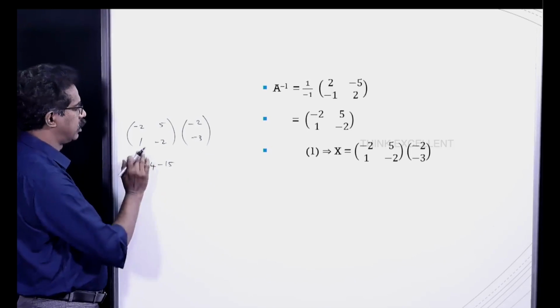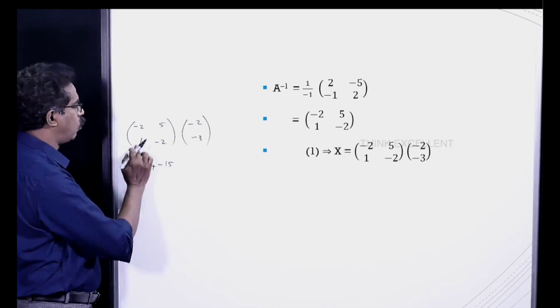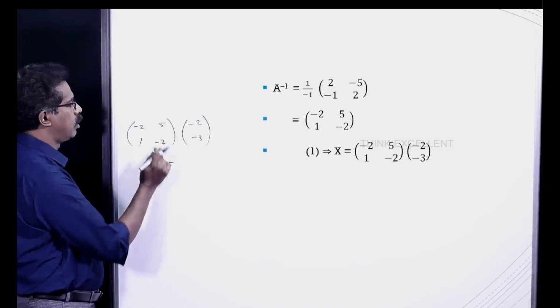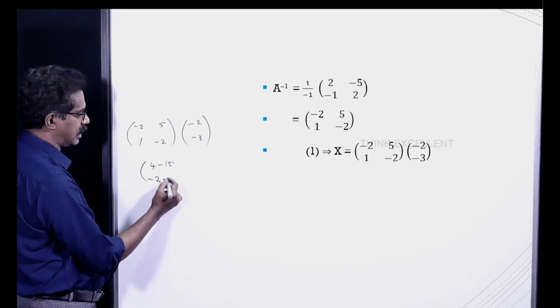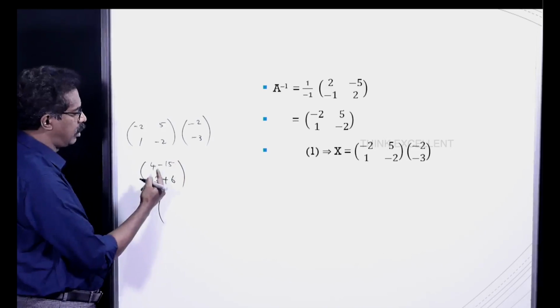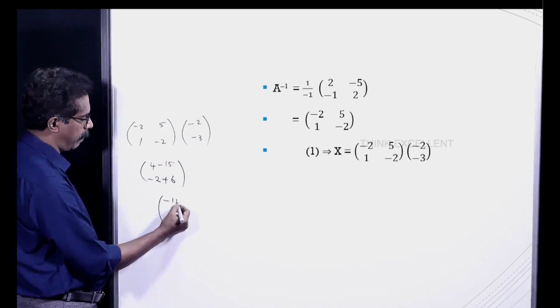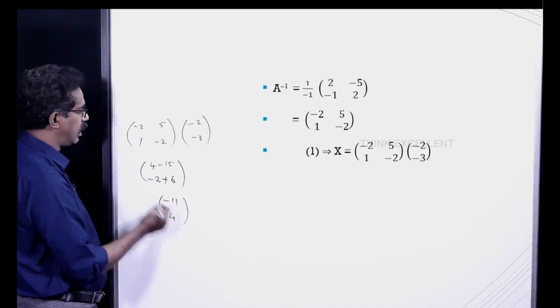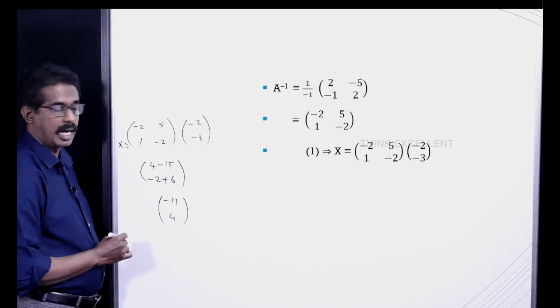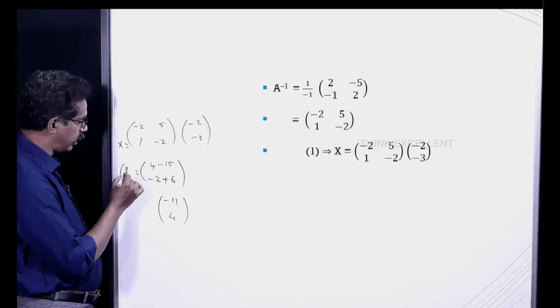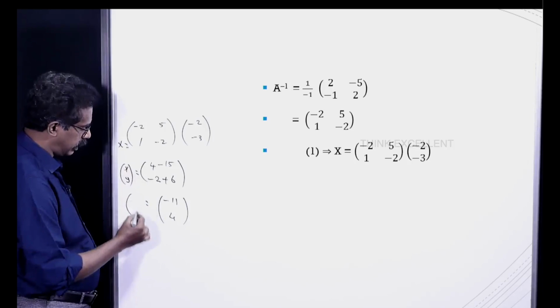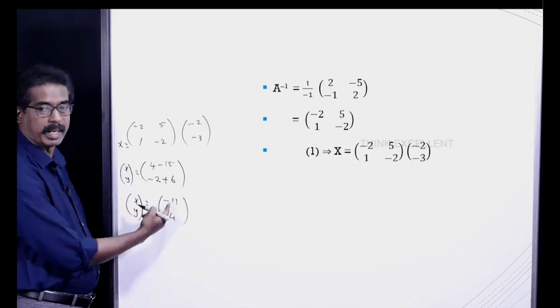So right here, below that. Second row, first column. 1 into minus 2. Minus 2, minus into minus plus, 2 3s are 6. So what you are getting here? Minus 11. 6 minus 2 is 4. On the left side we have written capital X, right? And capital X means what? XY. So you are getting XY is equal to minus 11, 4.